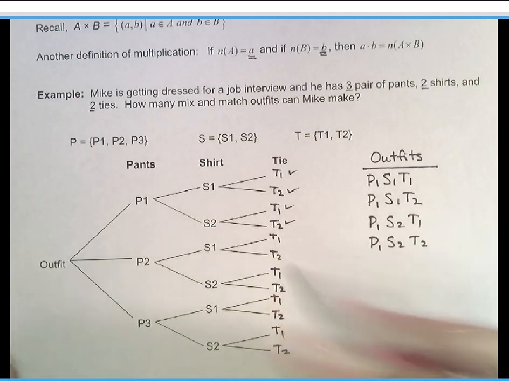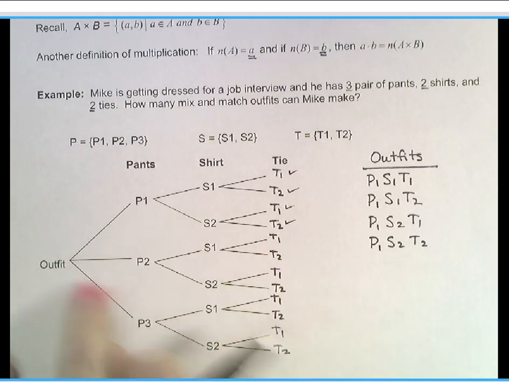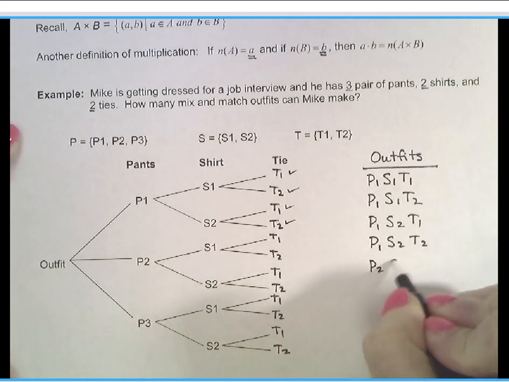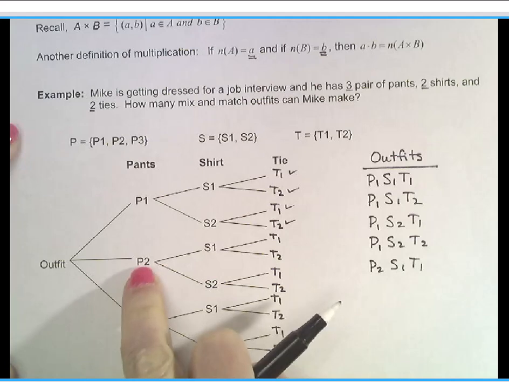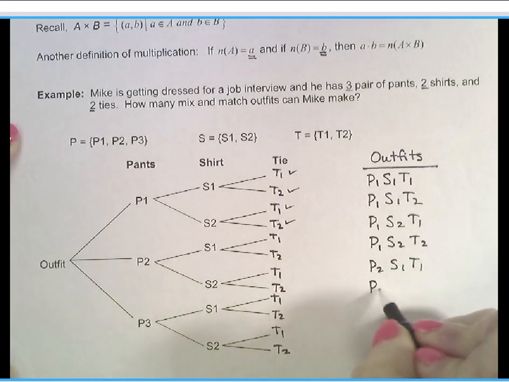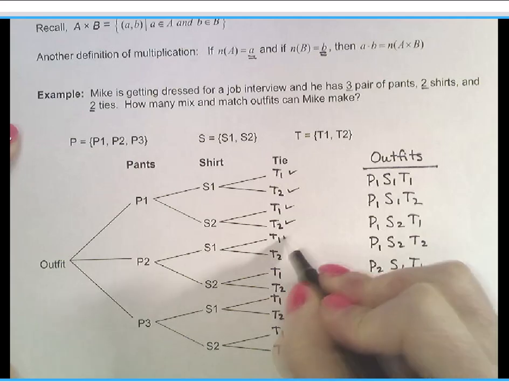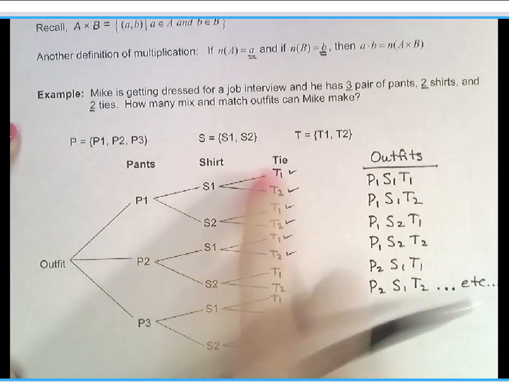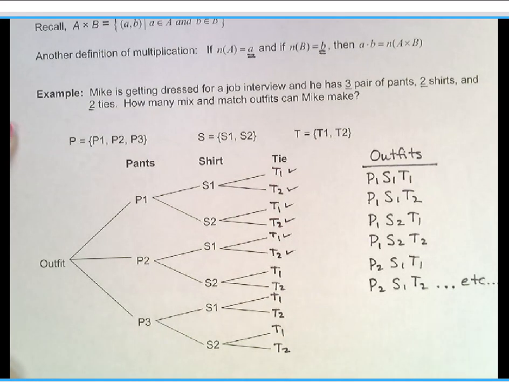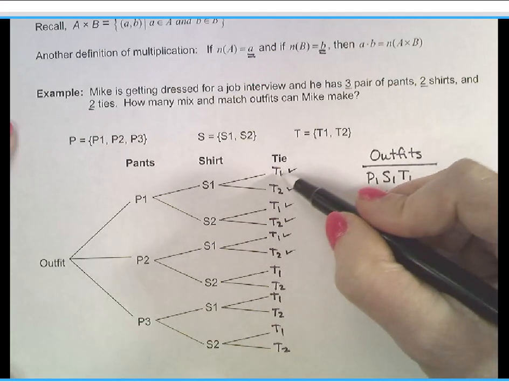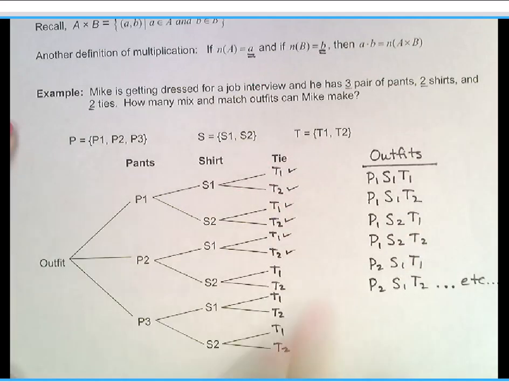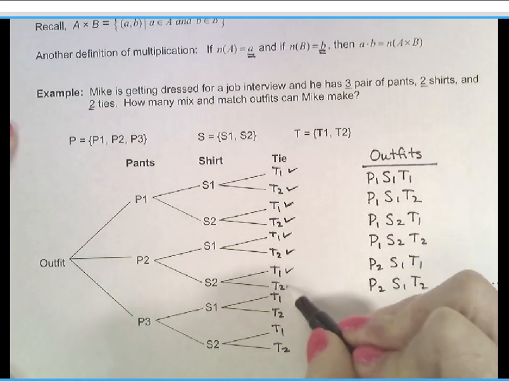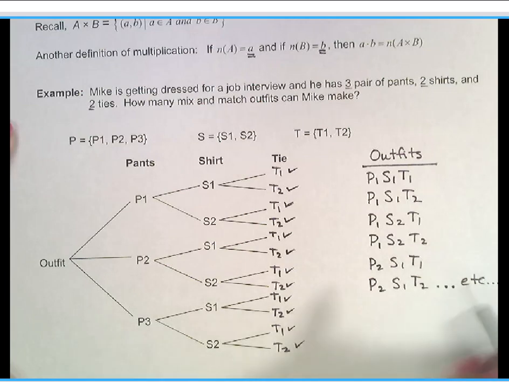That's that one. Or, what if you didn't pick pants 1? What if we pick pants 2? So, P2, S1, T1. P2, S1, T2. Sorry, I'm supposed to mark them off as I go. Anyway, at this point, can we just go, etc.? And you would read through the rest of the tree. So how many total outfits would you have? Well, you just count this last set of leaves on this big tree. So we'd have 1, 2, 3, 4, 5, 6, 7, 8, 9, 10, 11, 12 outfits.